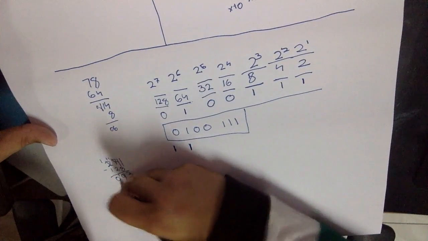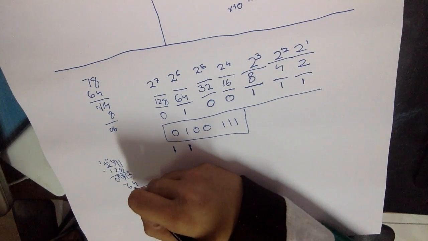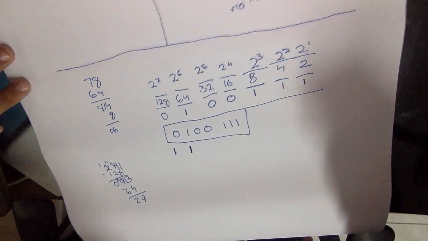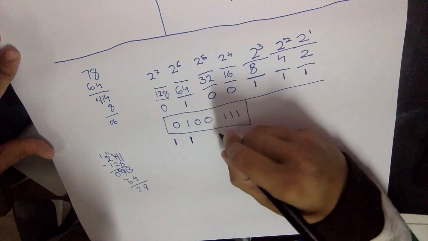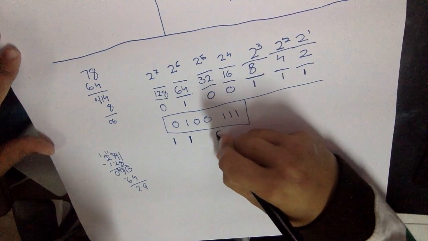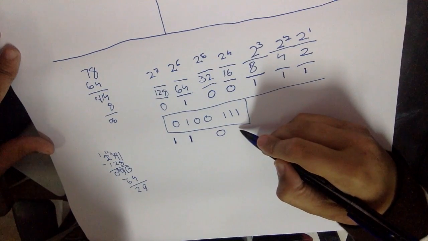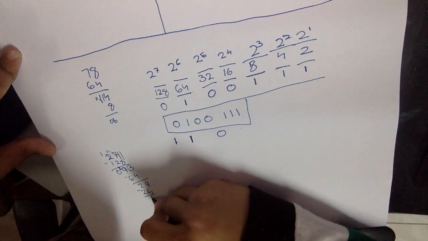And our answer is 29. Yay! Anyways, then we have to see if 29 is bigger than 32. But it isn't, so we put a 0. Now we have to see about 24. What about 24? Is it bigger than 24? Yes, it is, and my answer is 5.